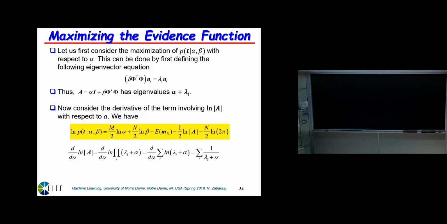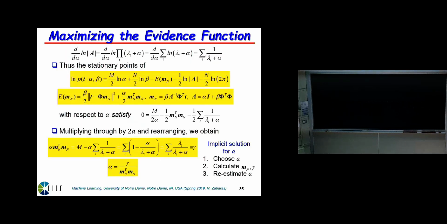So we need to take derivatives with respect to alpha. The log of the product becomes a summation of the logs. The derivative of this is 1 over lambda i plus alpha, times the derivative of that with respect to alpha, which is 1. Done. Very easy. So we got the derivative with respect to alpha, and we are done.